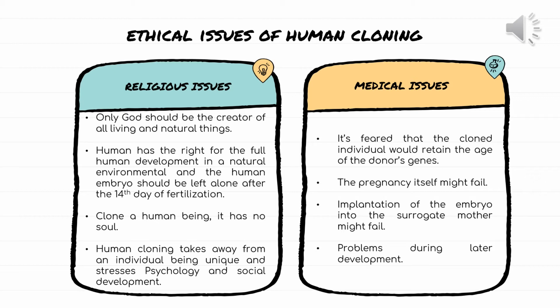In medical issues, technically human genes grow older with age. It's feared that the cloned individual would retain the age of the donor's genes. The most important is that the chance of cloning success is low, as there are definitely a lot of disadvantages that will happen. For example, the pregnancy itself might fail, and implantation of the embryo into the surrogate mother might fail. This also includes problems during later development.